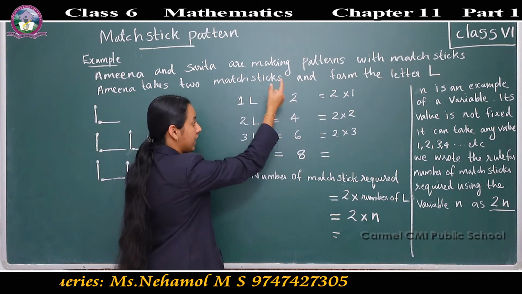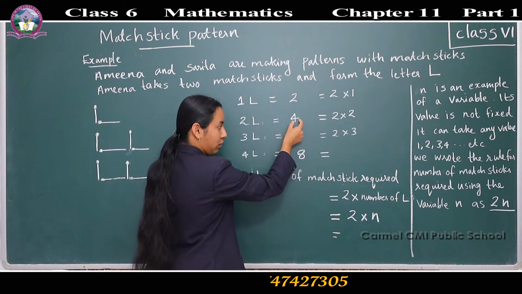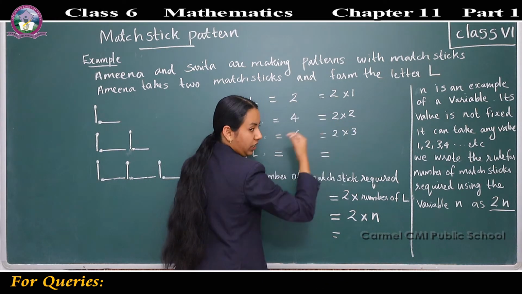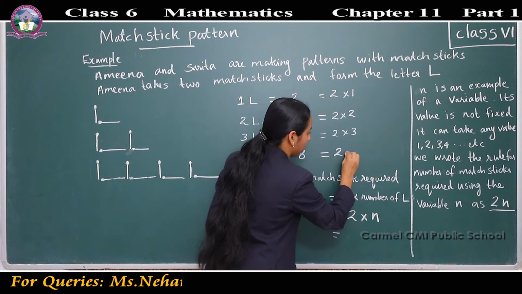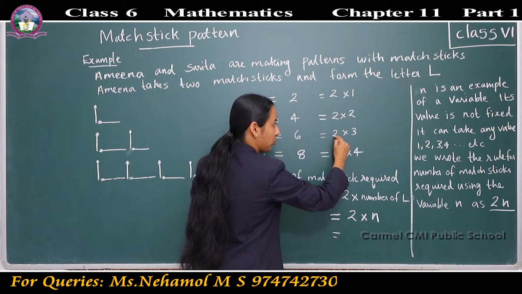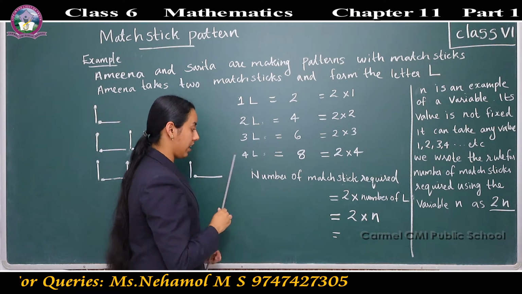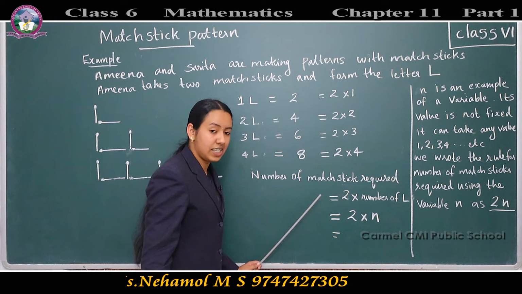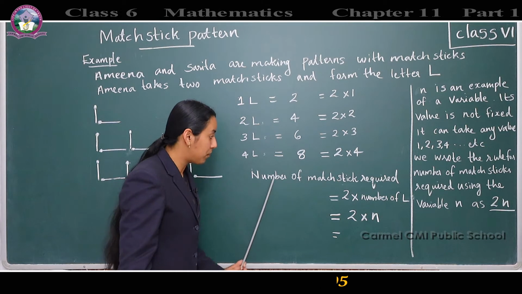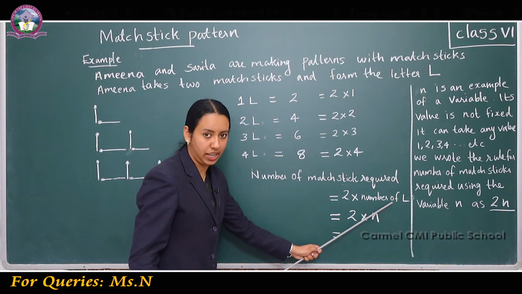Now, to make 1 L they need 2 matchsticks and that 2 is equal to 2 into 1. And next one 4. 4 is equal to 2 into 2. Then 6 is equal to 2 into 3. 8 is equal to 2 into 4. 2 into 1, 2 into 2, 2 into 3, 2 into 4 and so on. So in general we can say the number of matchsticks required is equal to 2 times the number of L's.